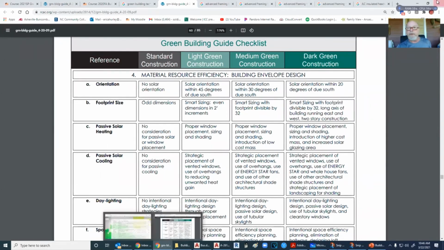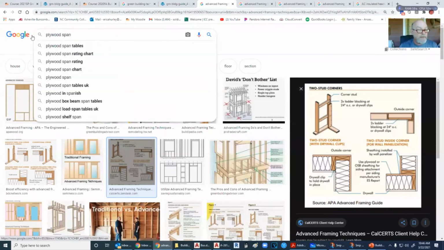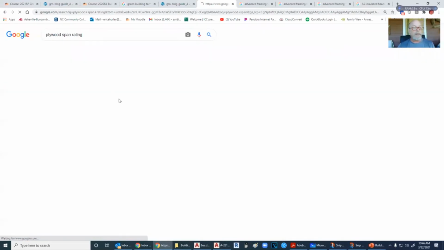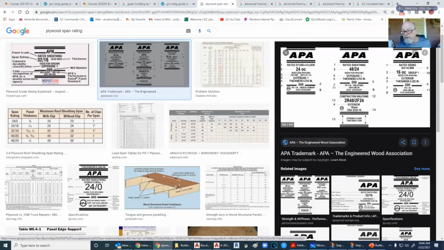Let me pull that up real quick. Oh, you mean 32 inches on center? Well, can you do that? Plywood, you probably have to have a 2x10 or 2x12 to do it with, don't you? Plywood span rating. So when you're looking at your plywood, you've got to look at this span right here.